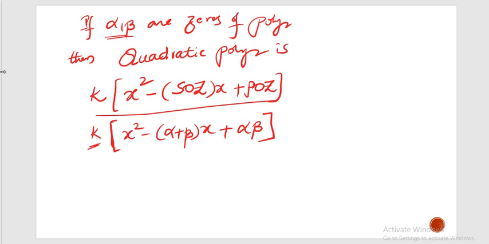Since it is a polynomial, we are going to get a multiple of k. This k is for our convenience, so we can replace k with 1 also, so that we get a particular quadratic polynomial, right?